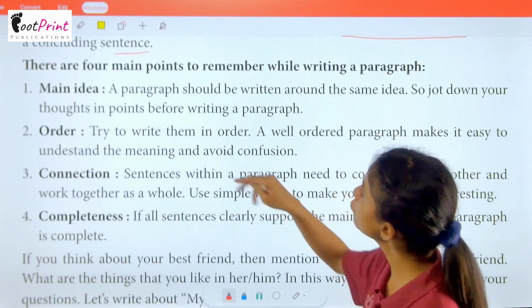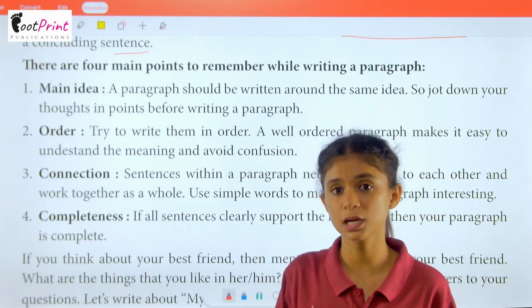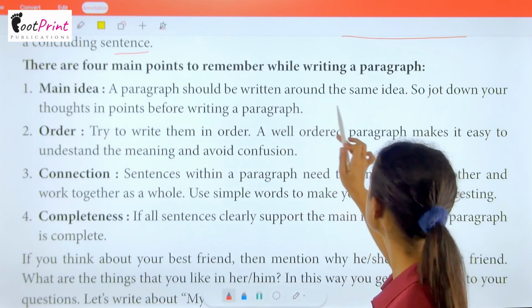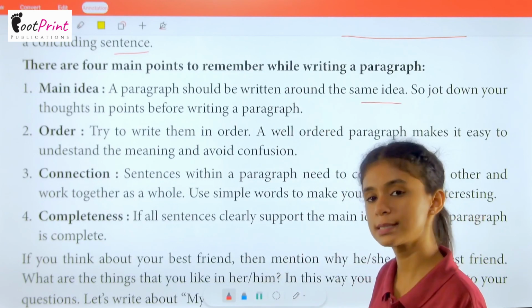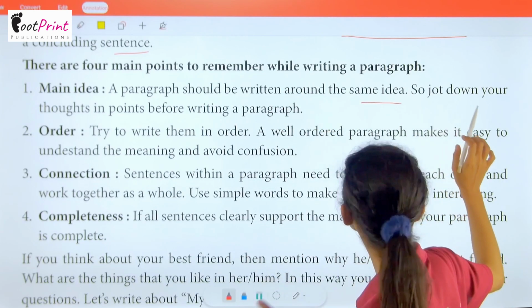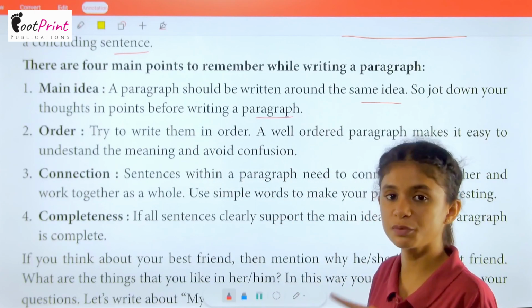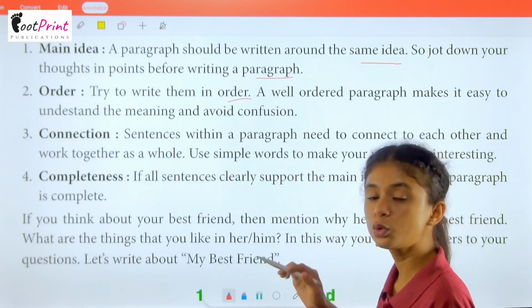There are 4 main points to remember while writing a paragraph. The main idea. A paragraph should be written around the same idea. So, jot down your thoughts in points before writing a paragraph. You have to collect your thoughts before you write a paragraph. Order. Try to write them in order. So, keep it in order.